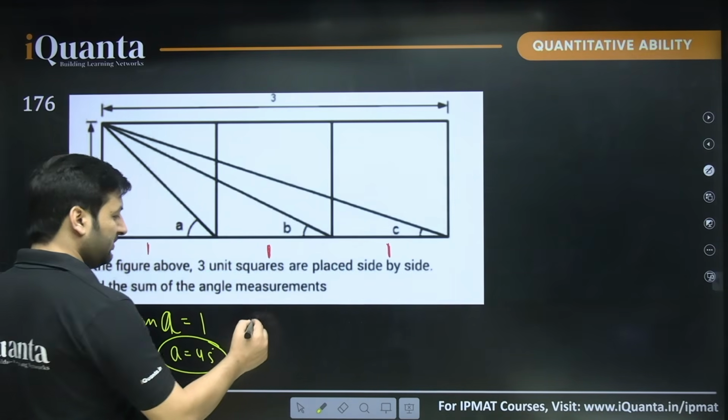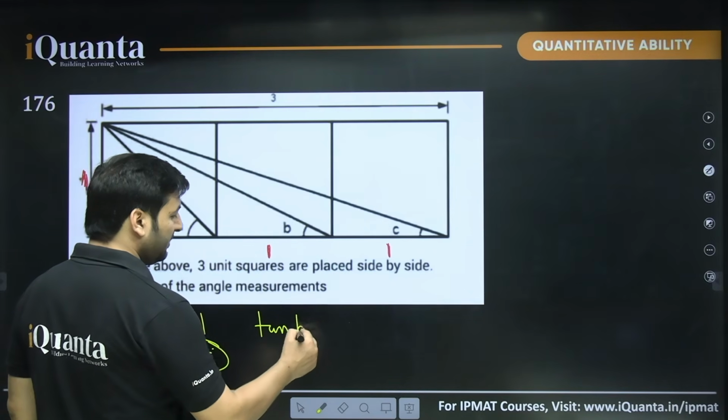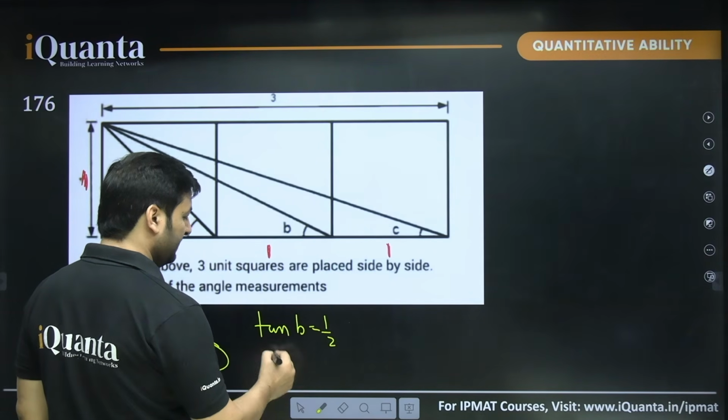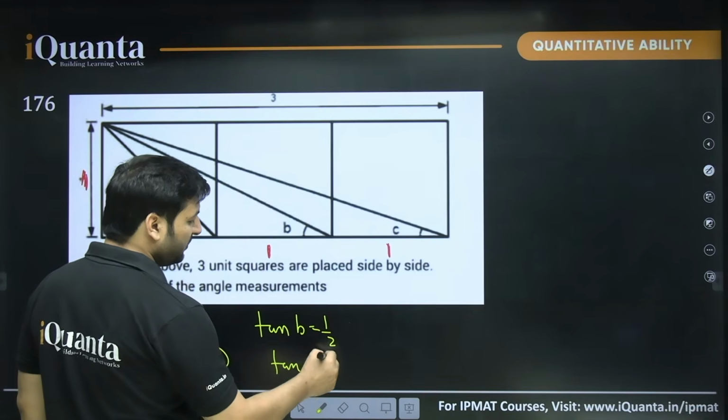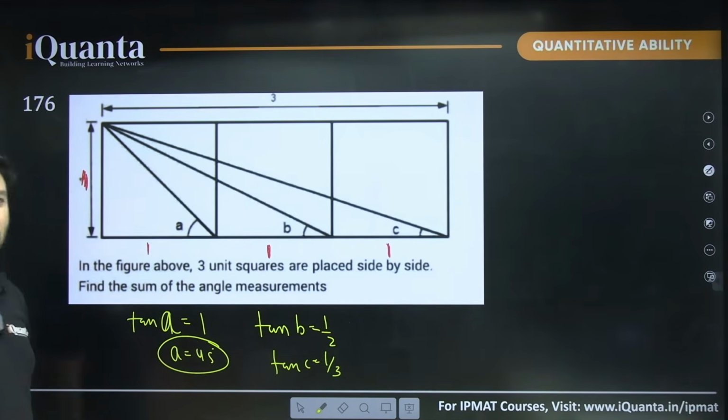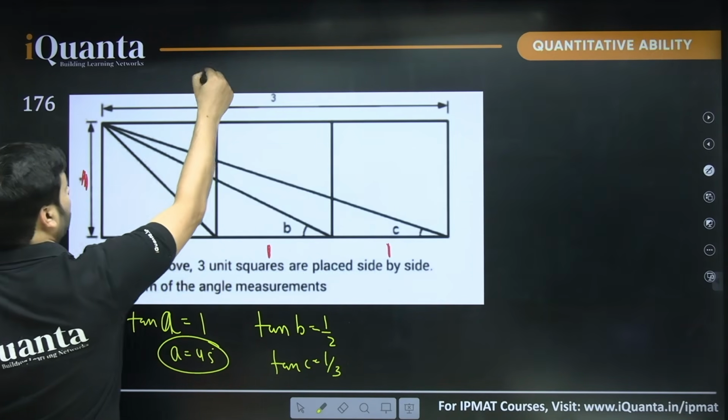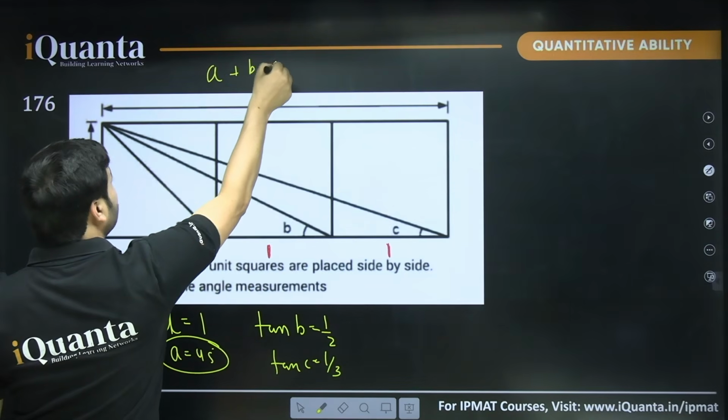So let's do one thing. I know that tan B is going to be half and tan C is going to be 1 by 3. Can I do something with tan B, tan C, and you know that I am looking for, what am I looking for? I am looking for A plus B plus C angles, right?